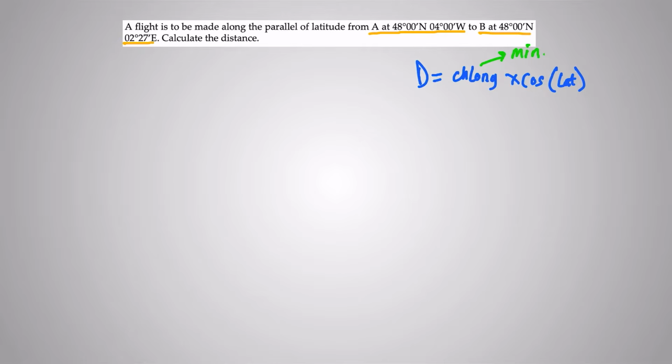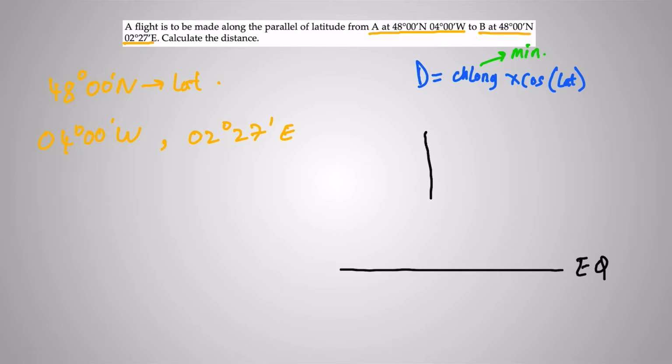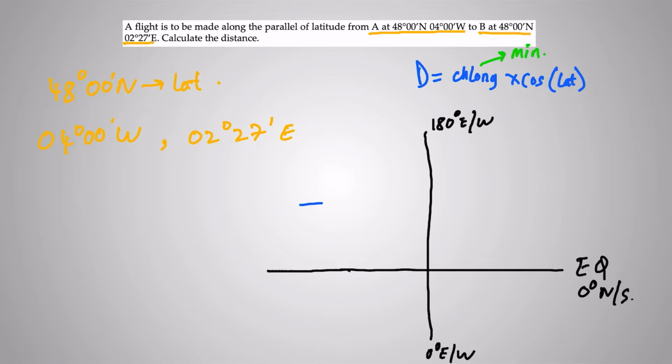Calculate the distance. Okay, so here we have 48 degrees 0 minutes north latitude, and the longitudes are 04 degrees west and 02 degrees 27 east. So let's plot these points now. So this is my equator, this is the prime meridian, this is my 48 degree north latitude.